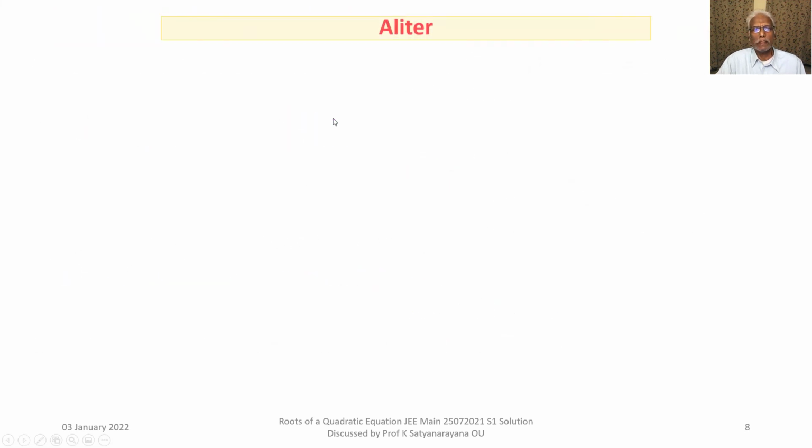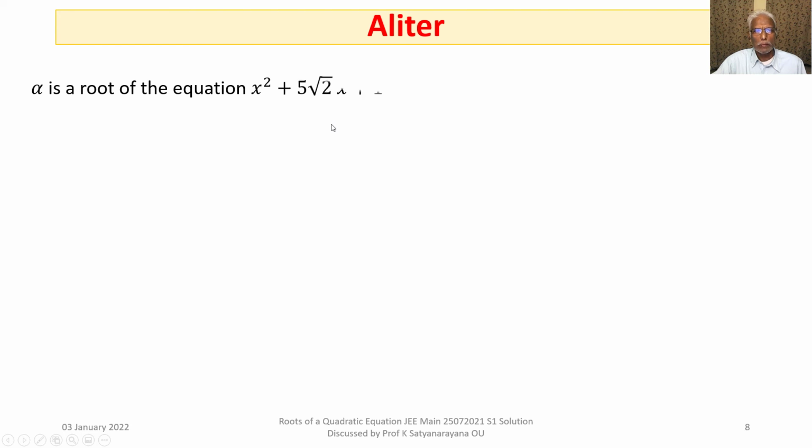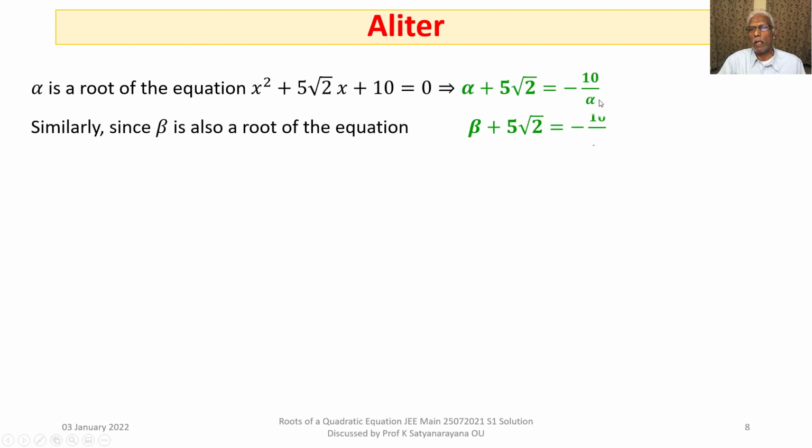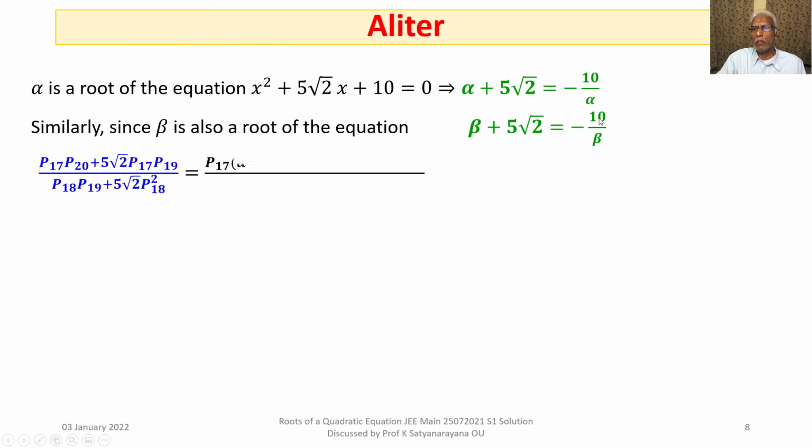We do it in the next slide. Alpha is the root, we will get alpha plus 5 root 2 is equal to minus 10 by alpha. Beta is the root, beta plus 5 root 2 is equal to minus 10 by beta. So go back and substitute: alpha plus 5 root 2 is minus 10 by alpha, beta plus 5 root 2 is minus 10 by beta.